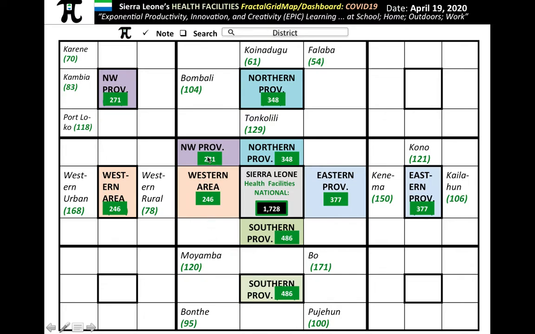We can still see at the national level a figure of 1,728 health facilities. We can also look at the regional distribution, and we can zoom in for each region and see that, for example, in the southern province, you have 486 healthcare facilities, while in the western area you have 246. In the northwestern province, you have 271. The northern province, 348. And in the eastern province, you have 377. So this fractal grid map can be viewed at multiple levels.